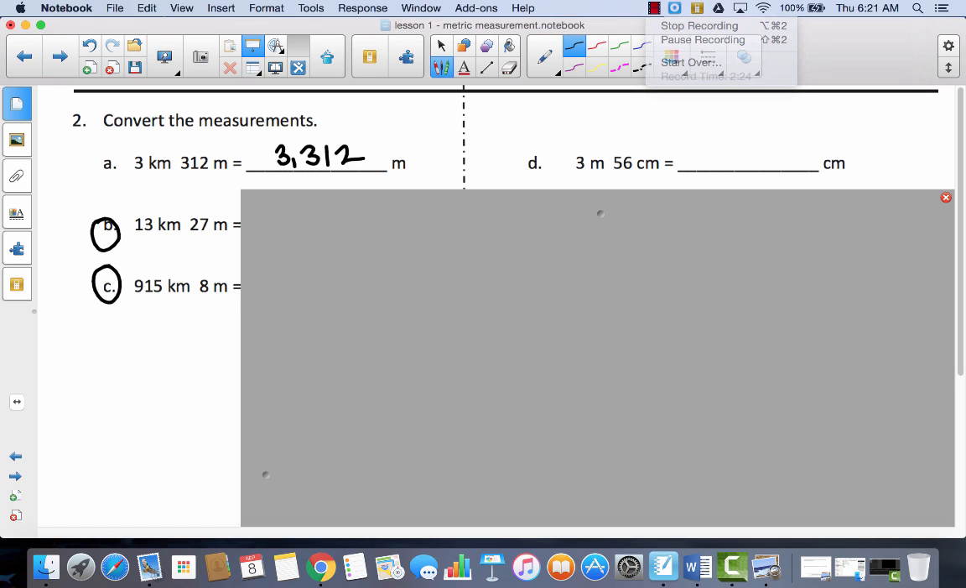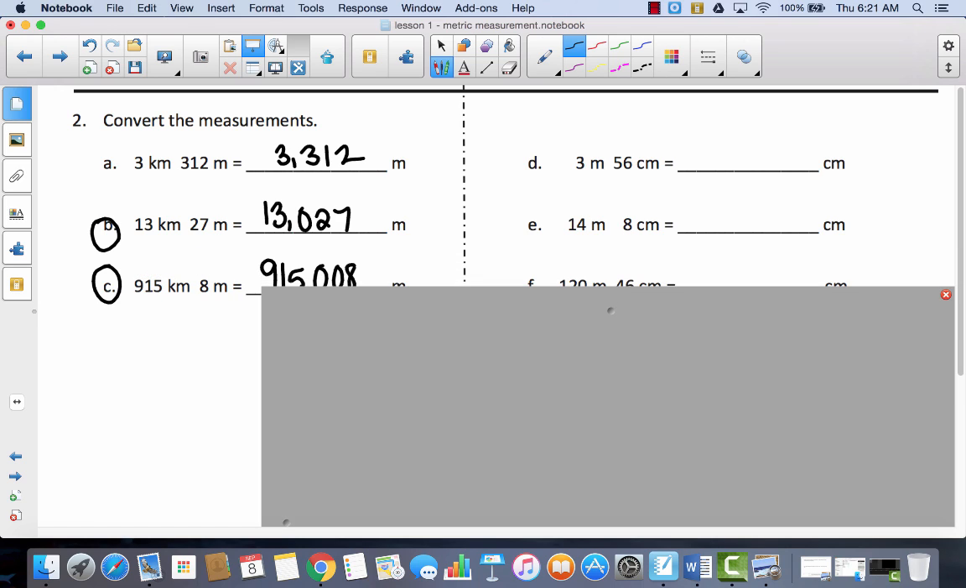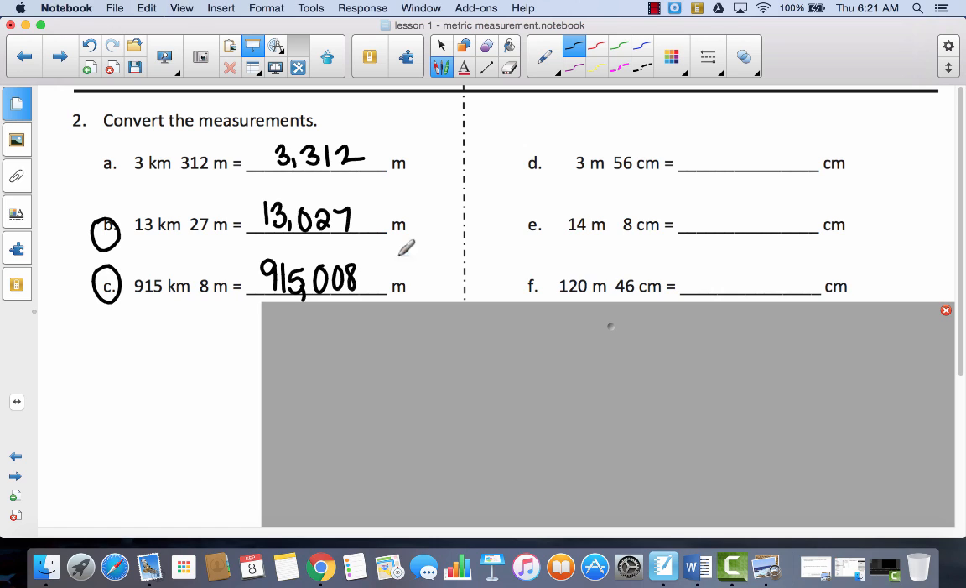Okay, so let's take a look at B. So you can see here that we have 13 kilometers. So this will be equal to 13,000 meters. Well, 13,000 plus 27 is equal to 13,027 meters. So 915 kilometers is equal to 915,000 meters. So 915,000 plus 8 is equal to 915,008 meters.